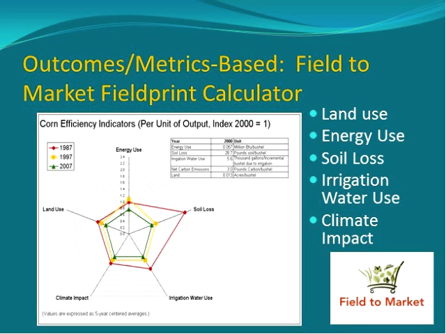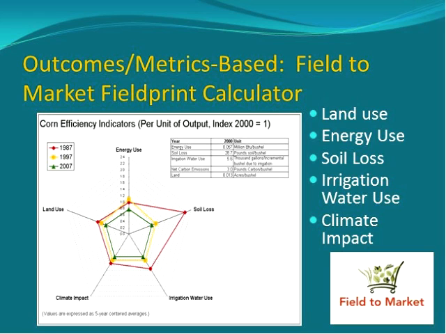The way that the tool works is there is an online calculator where the producer or whoever is using the tool will go in and enter certain production information about land use, energy use, soil loss, irrigation water use, and climate impact. And then the outcome of all of that is that they get this spidergram. And you can see that on each axis is one of the indicator areas, so land use, soil loss, energy use, etc. And the smaller the little pentagon is to the center means that the impact of that production system is smaller. And the larger it is, the larger the impact.